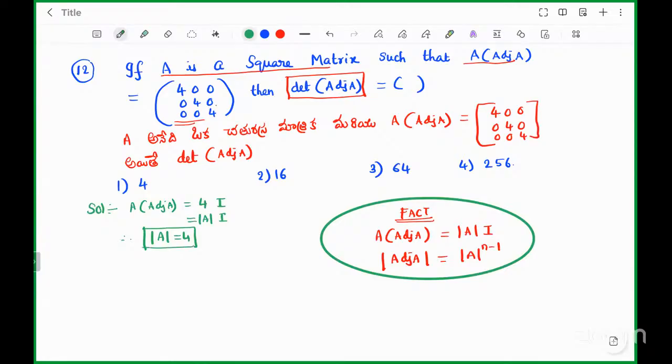But we need det of adj A. Det of adj A is equal to det A to the power of n minus 1. Here n is equal to 3, third order. Therefore det A is 4, 3 minus 1 is 2, 4 square is equal to 16. So our answer is 16. Second option is the right option.